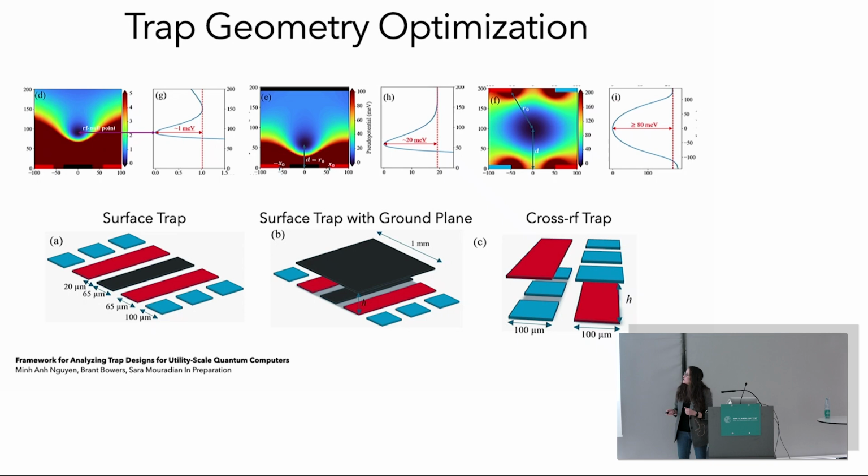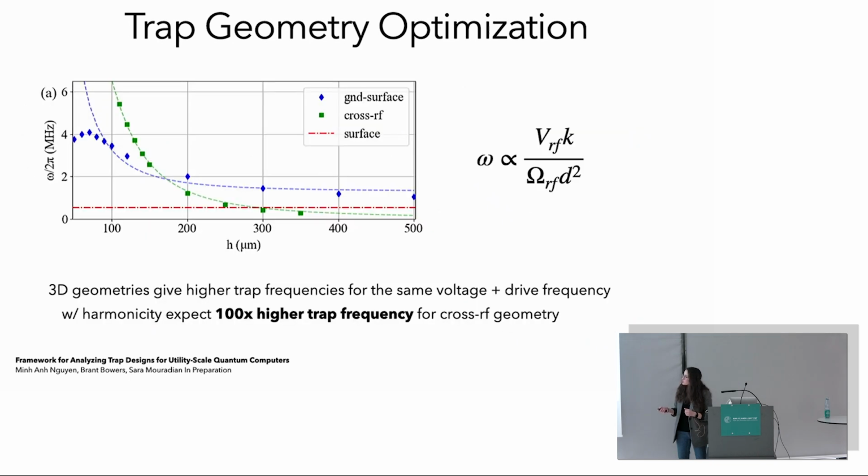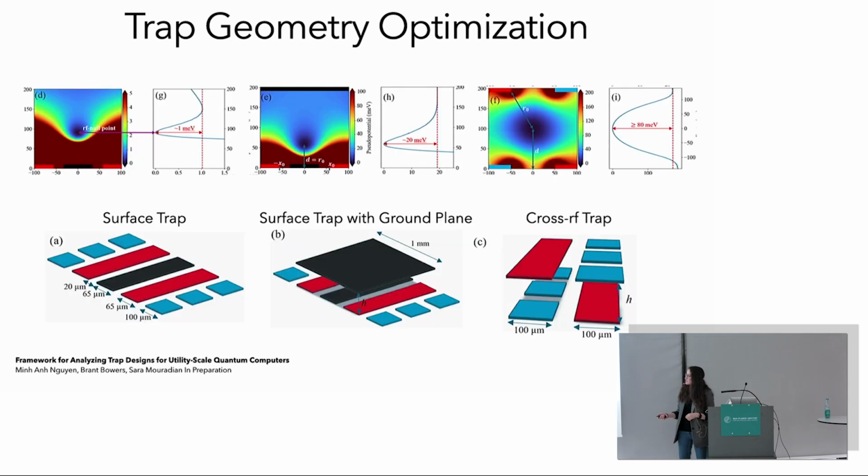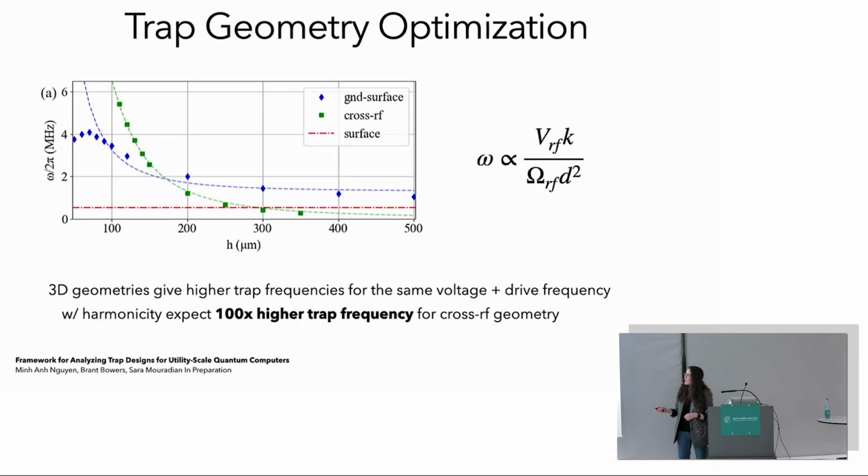Okay. We can look also at the trap frequency. And this is for the surface trap, so that's this red dotted line. On the x-axis, we have the height. So this is either the height from the ground plane to the electrodes or the height between these two wafers. So we're sweeping that, and we see how the trap frequency changes for a set amount of voltage. And we see that we can get much higher trap frequency for both geometries than we can for the surface trap. And this is while keeping the drive frequency the same.